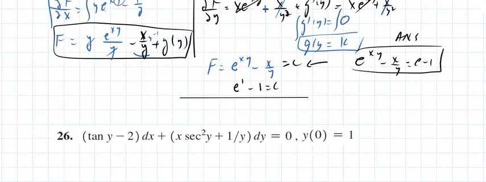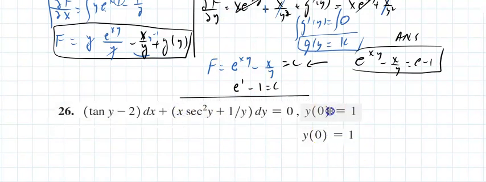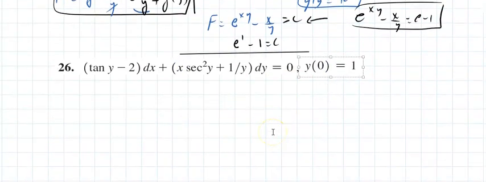And last problem. Again, I picked one of each to make sure that we touch on every aspect of integration you come across. This is also exact. The partial of this with respect to y is secant squared of y. And the partial of this with respect to x, since that's linear, is secant squared of y. Again, you need to check those. If they say solve, these are exact in this section. They get to be all exact.